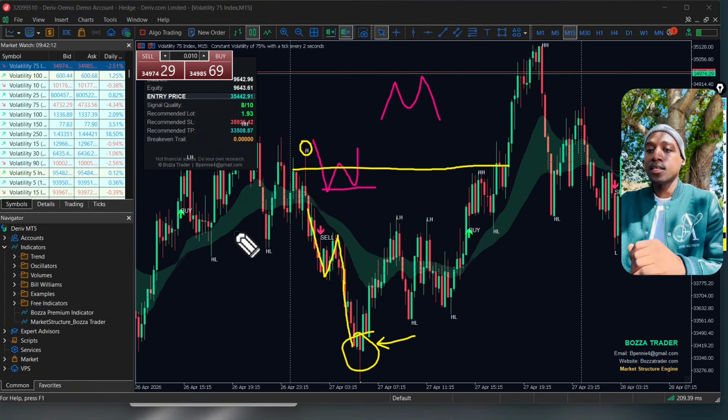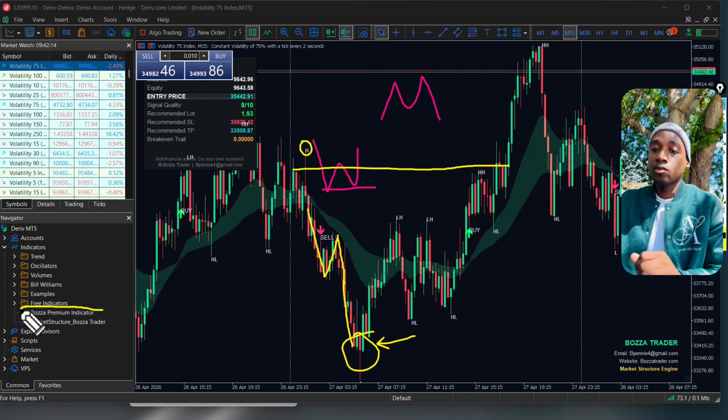This is the market structure, and these are the tools and indicators that I use and programmed myself.